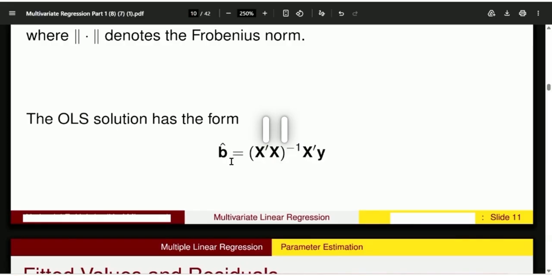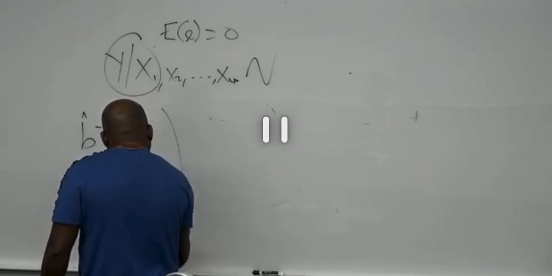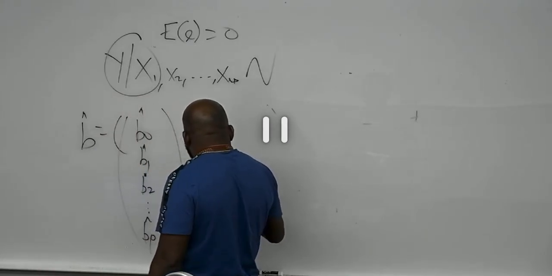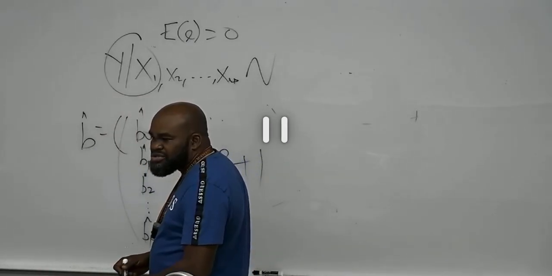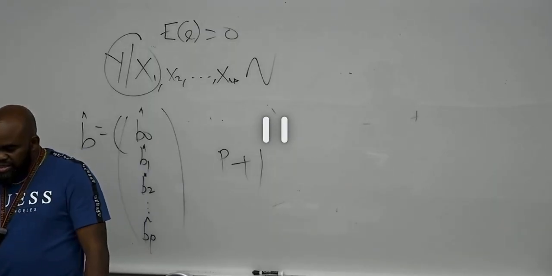So with this, I'll be able to estimate this beta cap. You know what that beta cap means? It's a vector. Okay, the beta cap means I'm actually getting my beta naught cap, the beta 1 cap, the beta 2 cap, until we get to beta p cap. Okay, I'm actually going to get my p plus 1 number of parameters.